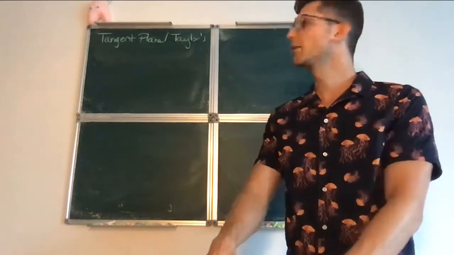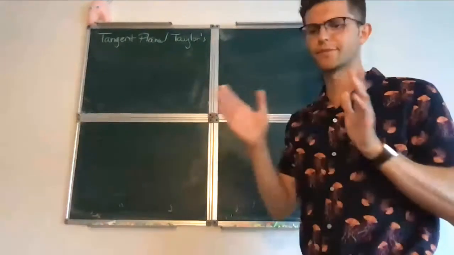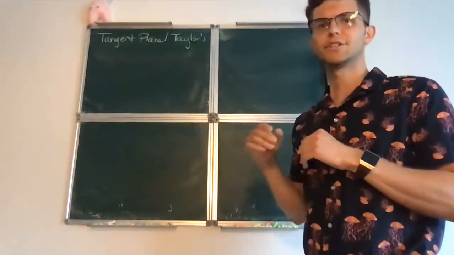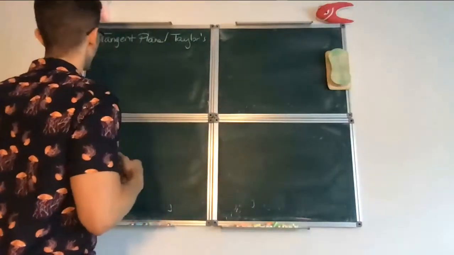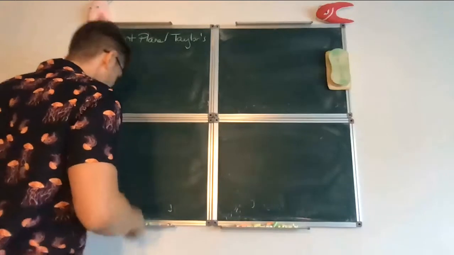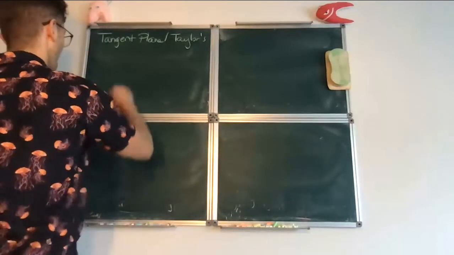Okay, so now I'm going to explain to you Taylor's theorem, at least the first part of Taylor's theorem, and how we can use it to understand the linear approximation to a function. So just remember, let's think about Taylor's theorem for a function of one variable. So it said the following.